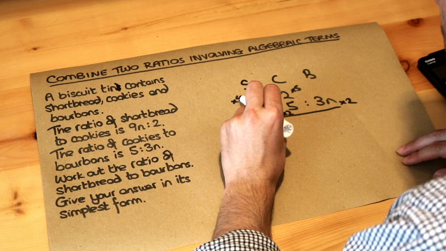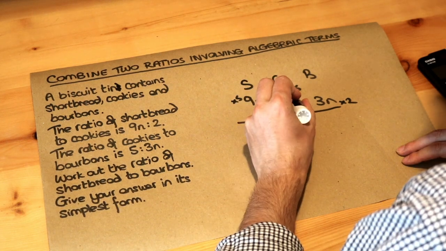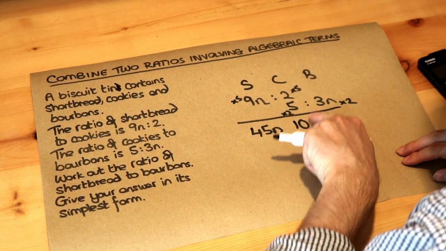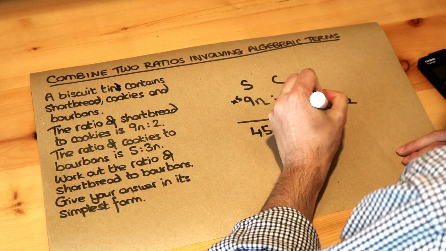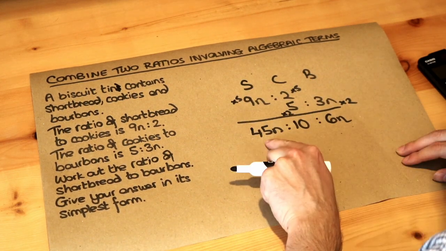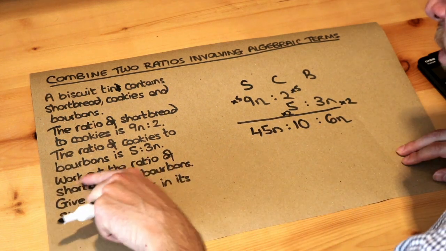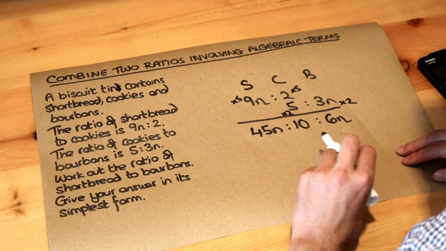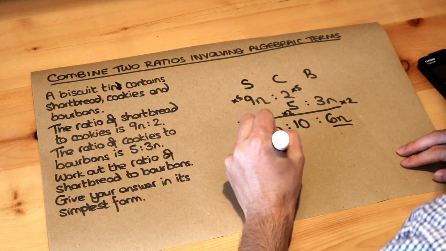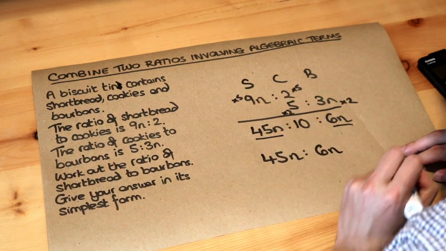So 9n times 5 is 45n. 2 times 5 is 10. And the 5 times 2 is 10, so it's consistent. And the 3n times 2 is 6n. So now we've got a ratio of 45n to 10 to 6n. We want to find the ratio of shortbread to bourbons. So shortbread to bourbons, that ratio is 45n to 6n.